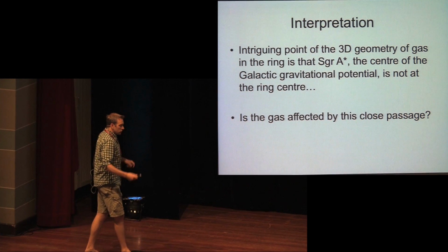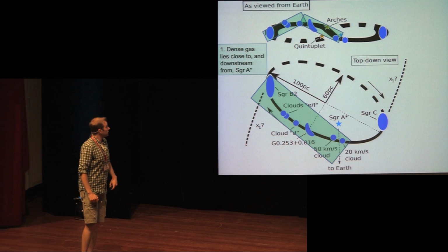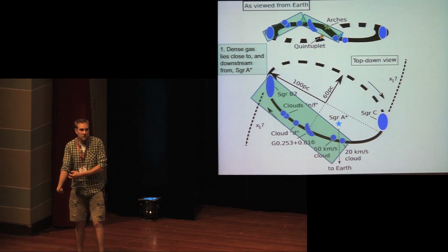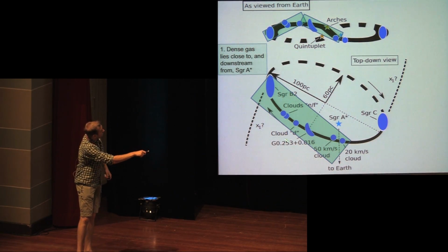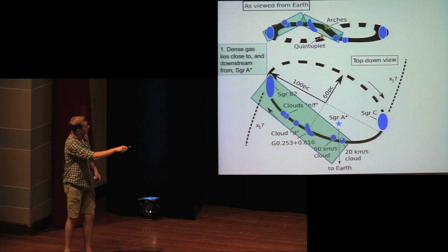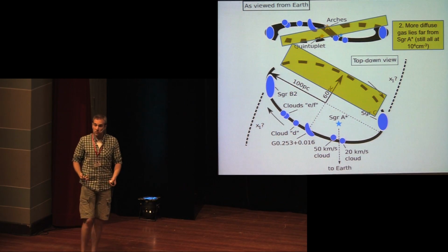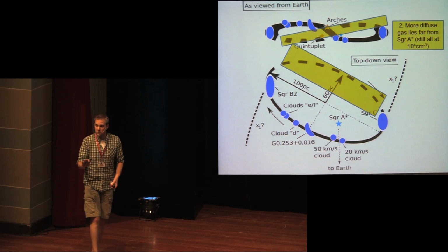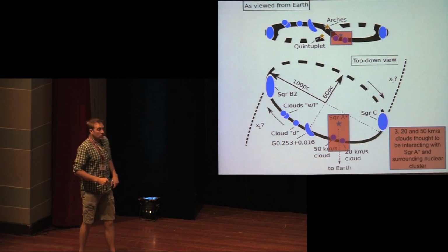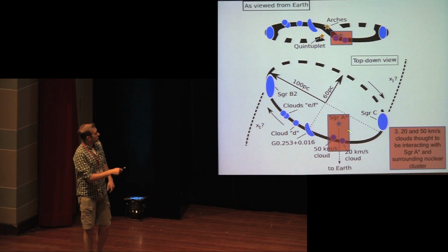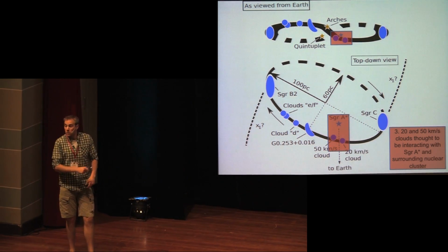So you put these 2 things together, and as a naive Scotsman, you say, well, is the gas being affected by this close passage? Let's see if it makes sense with the rest of the data. Here's Sag A star. Remember, the gas is going in this sense here. So all these dense gas clouds are up here. All the more diffuse stuff, remember, this is still dense, this is still 10 to the 4 per cubic centimeter, but it's just less dense, is on this far side of the ring. There's evidence that these 2 clouds here, called the 20 and 50 kilometers a second cloud, are interacting with Sag A star.